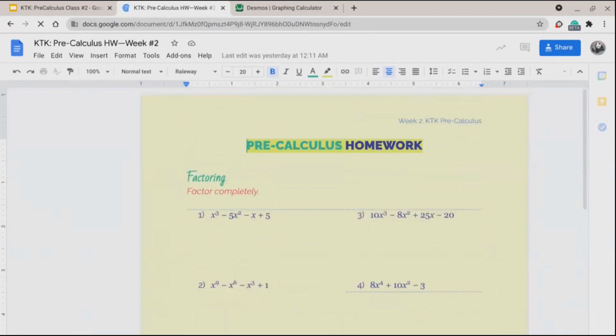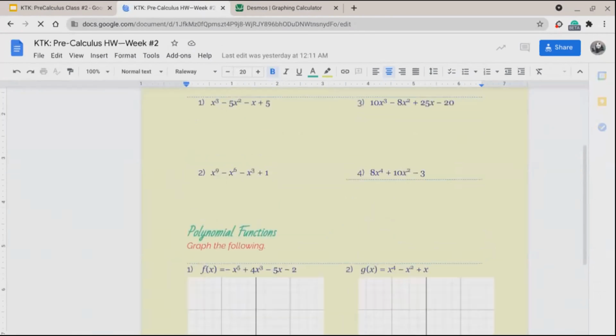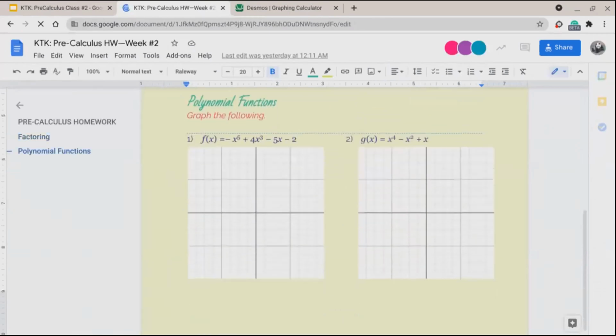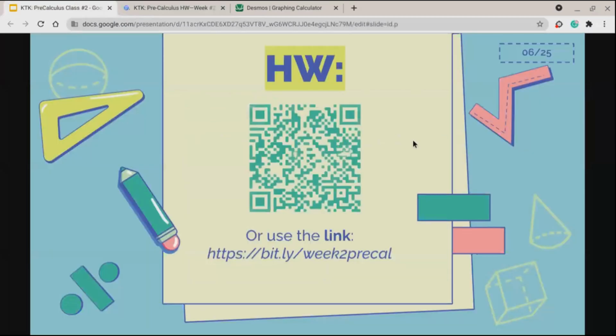See, these are 4 problems that you want to factor completely and then graph the following polynomial functions. It's just 6 problems total. It's nothing too hard. It's something that you should be able to do given what we learned today. We've still got about 5 more minutes.